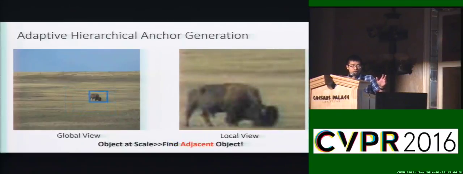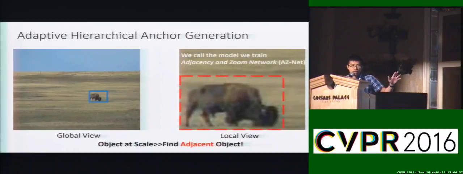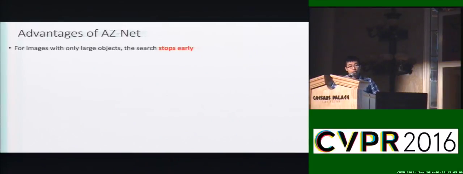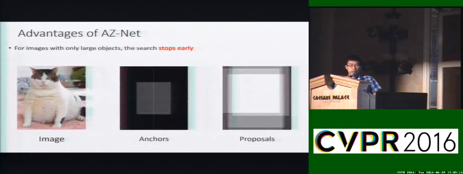At some point, the current region is actually quite close to the object. In this case, adjacency prediction kicks in. And the zoom indicator and adjacency predictions are all predicted by an end-to-end trained neural network. We call it adjacency and zoom network, or AZNet. The advantage of our AZNet approach is that for images with only large objects, the search actually stops early.